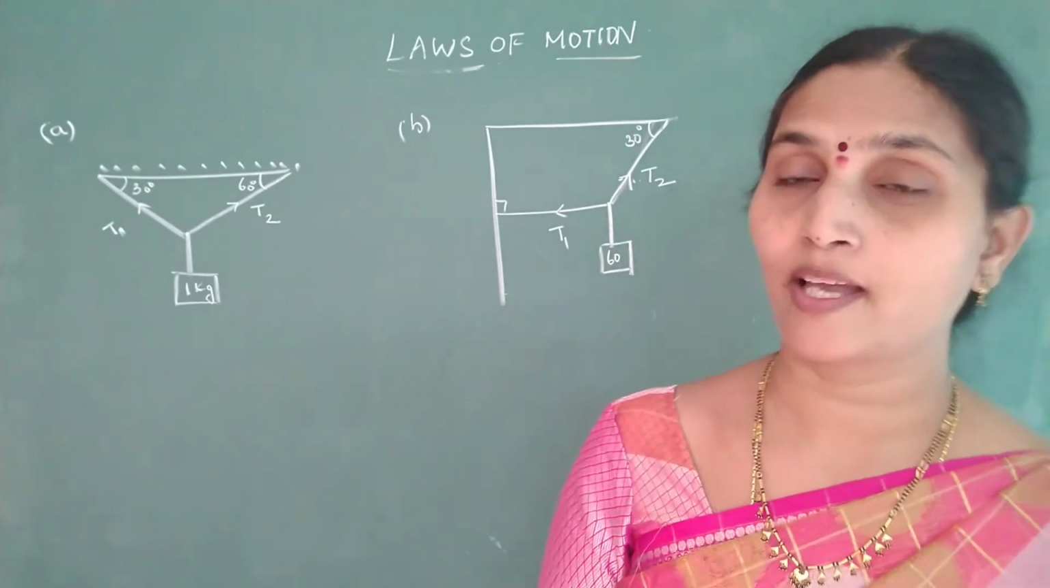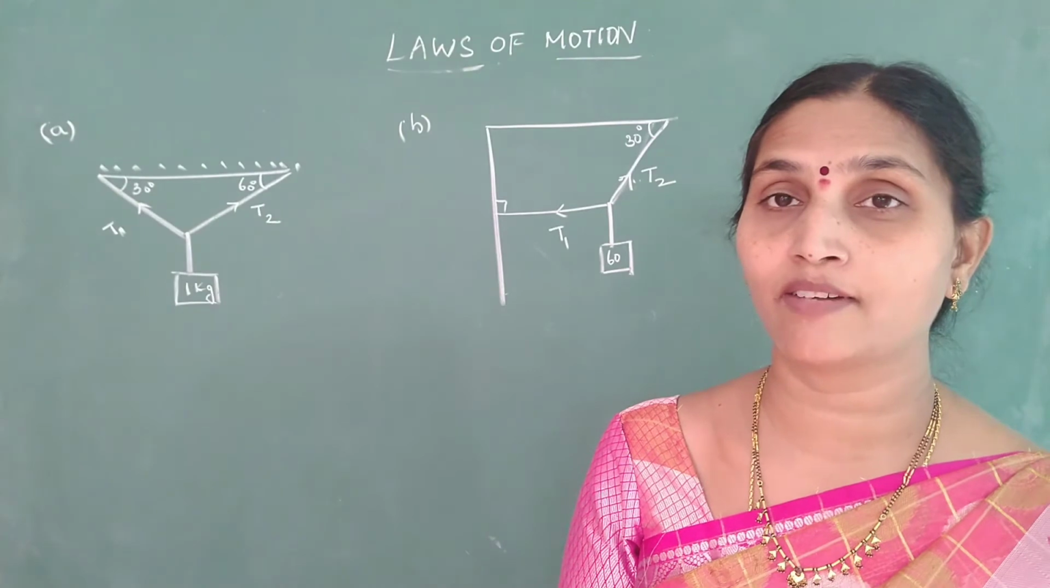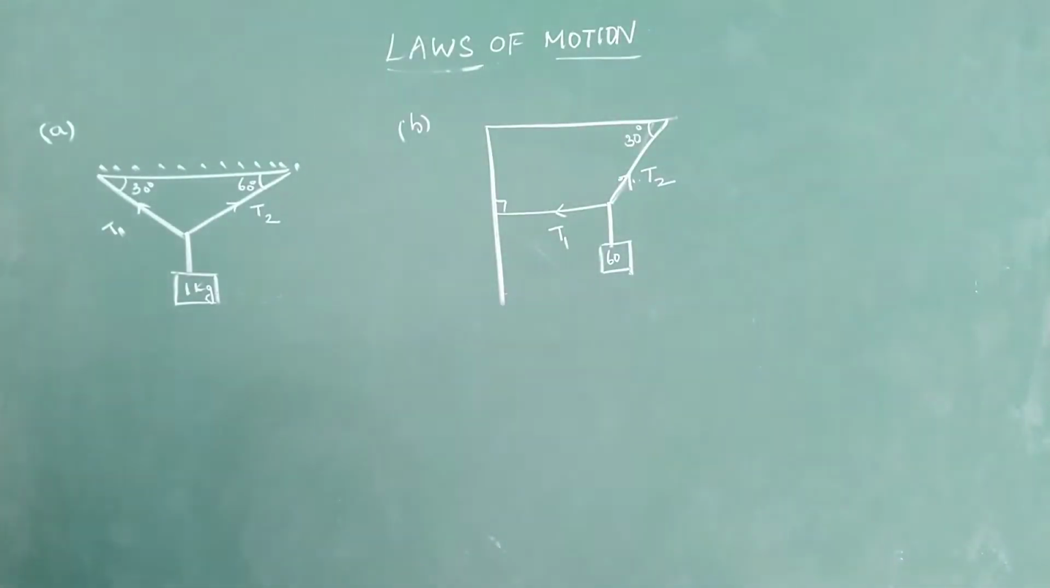Okay, so making use of Lami's theorem or by resolving the forces. There are two questions given. Determine the value of T1 and T2. So look at the first question. Here the angles are given, 30 and 30. I will do it by resolving the forces or by using Lami's theorem.